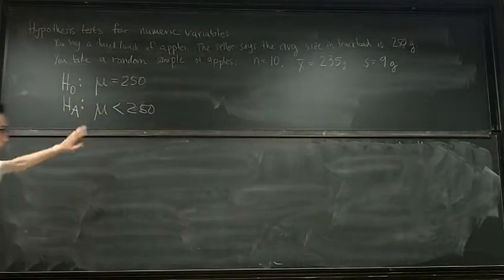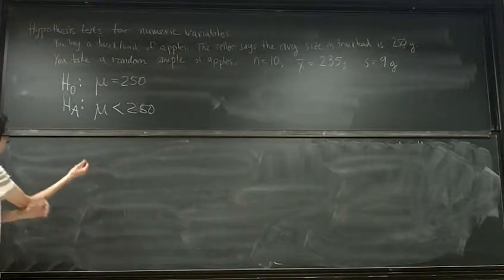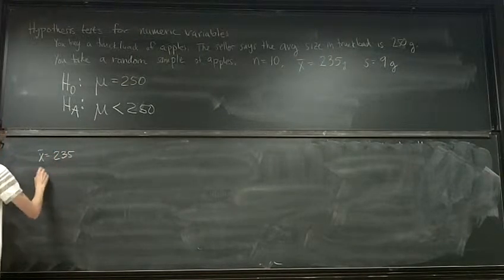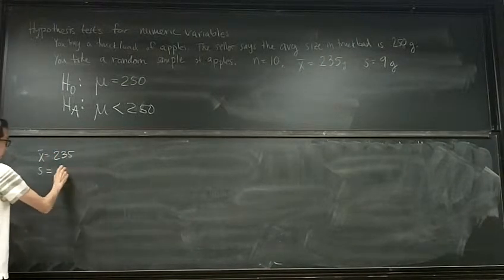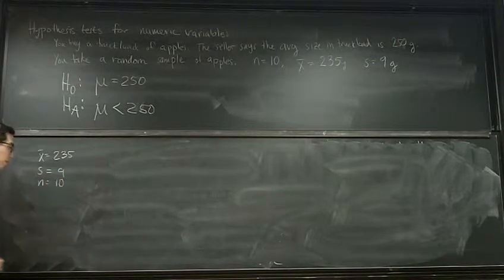So these are our null and our alternative hypothesis. And what is our data? Our data is X bar is equal to 235, my standard deviation is 9, and my sample size is 10.